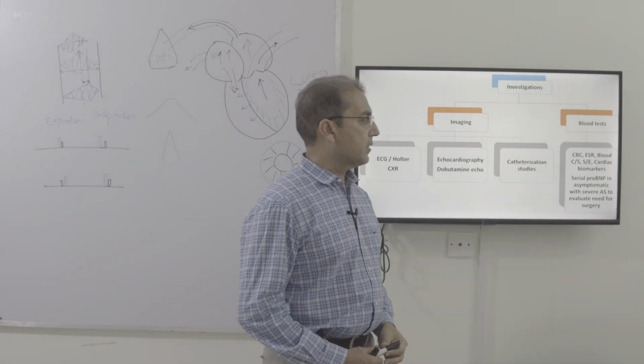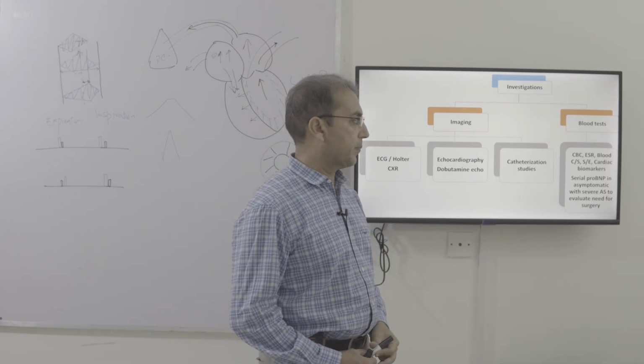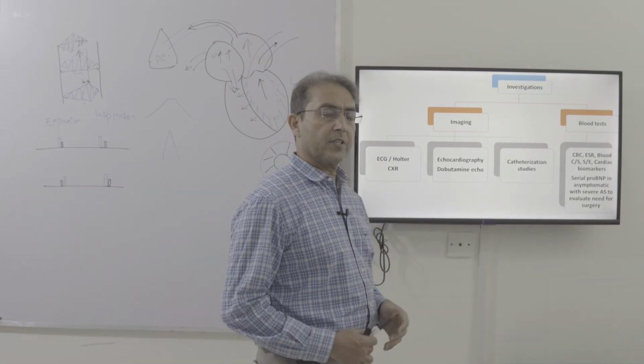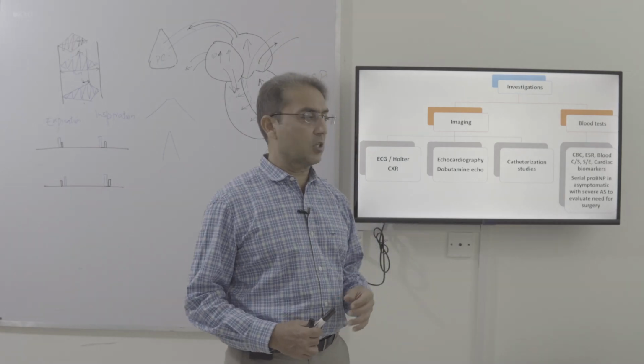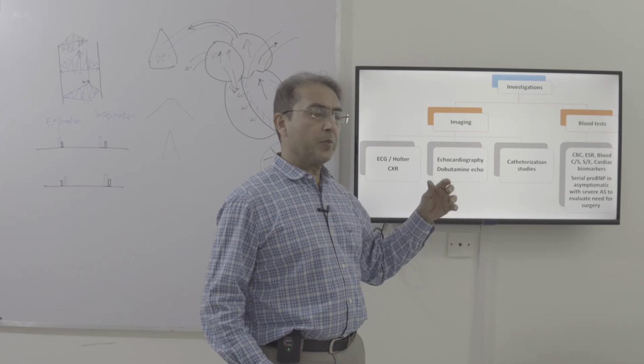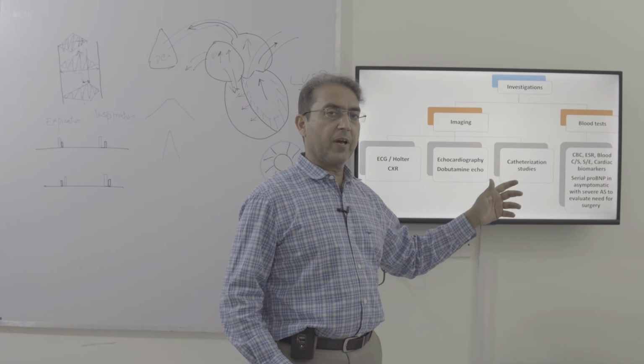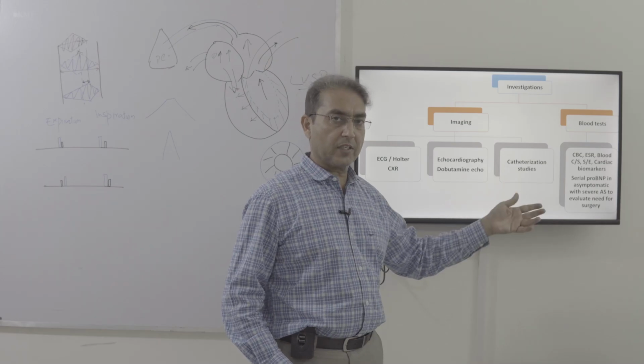Then another important test is serial pro-BNP, that is pro-brain natriuretic peptide, in asymptomatic patients who've got severe aortic stenosis. Because with serial testing of pro-BNP, if the pro-BNP starts rising, that tells us that this patient will benefit from surgery and will require surgery.